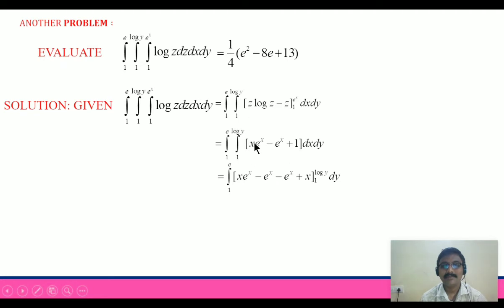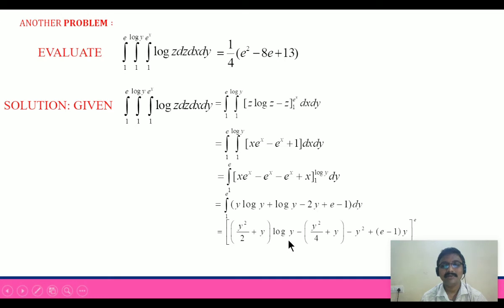Clearly the triple integration sum is a double integration. While integrating with respect to x, x e power x integration is x e power x minus e power x. Negative e power x integration is negative e power x. 1 integration is x. Substituting upper limit as log y and lower limit as 1. Clearly now the triple integration sum reduces to single integration. Taking the integration with respect to y under the limits 1 to e, substituting 1 to e limits and taking the LCM, taking out the common factor 1 by 4, we will get the result.